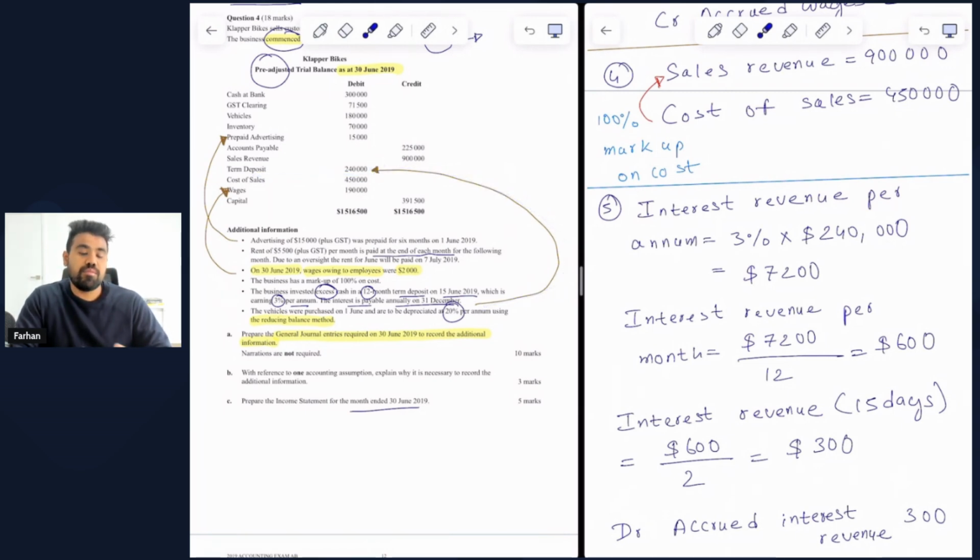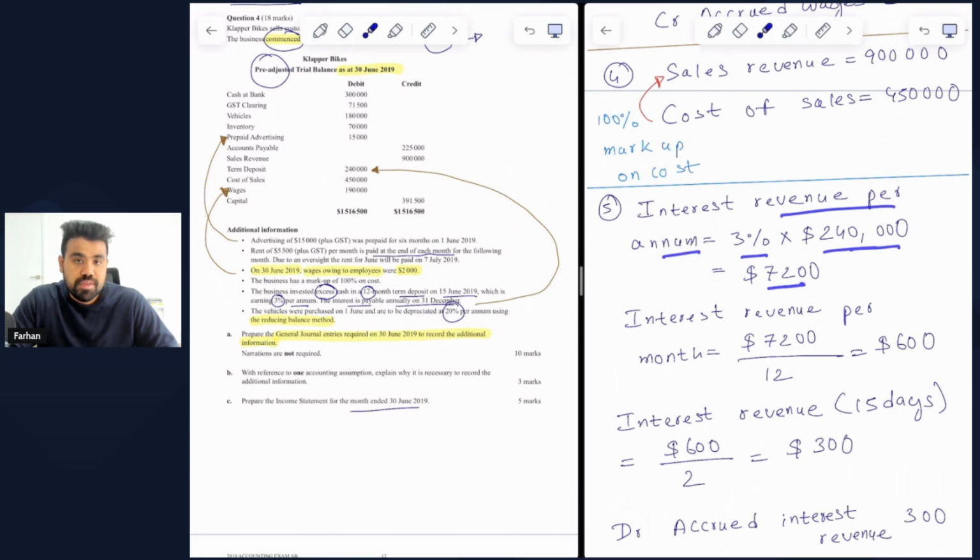The business has made some investments, maybe in a bank, and the business gets some interest revenue or interest income because of this investment that it has made. Now we want to find that interest revenue on a monthly basis using the annualized interest rate of 3% per annum that we are receiving. So how do we find that? Interest revenue per annum equals 3% multiplied by the original term deposit, the total balance of $240,000, and that gives us $7,200 as interest revenue on an annual basis that the business expects to earn.